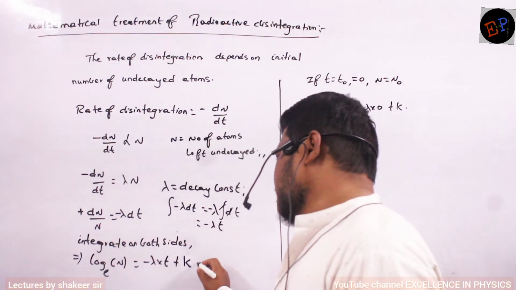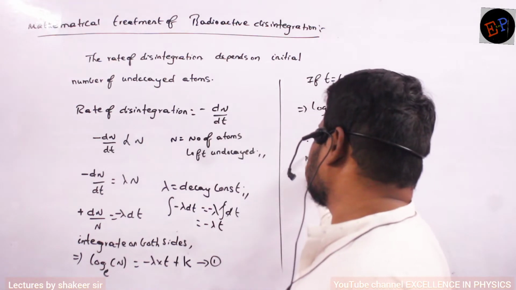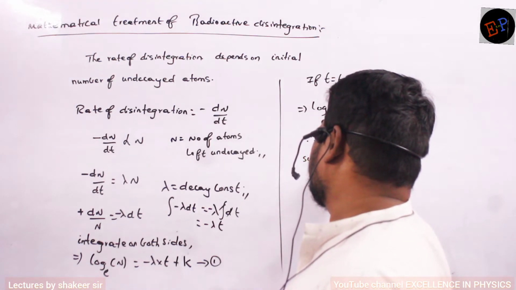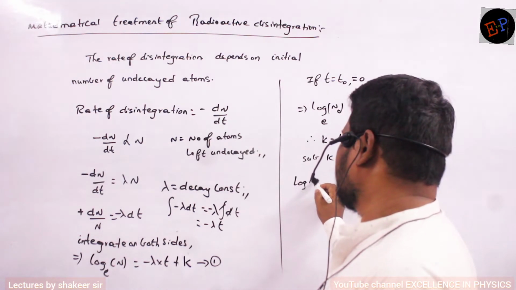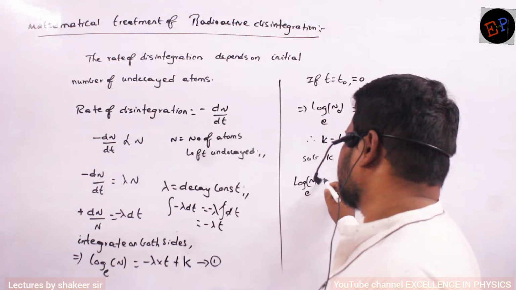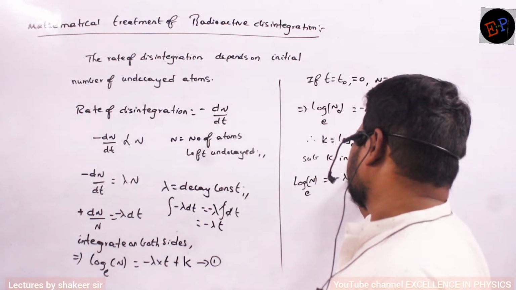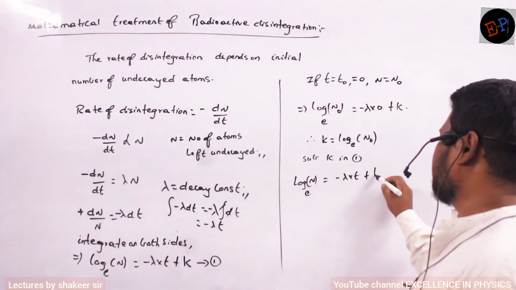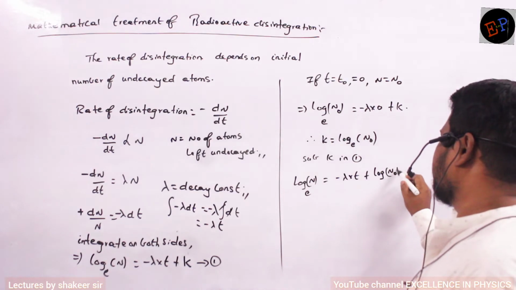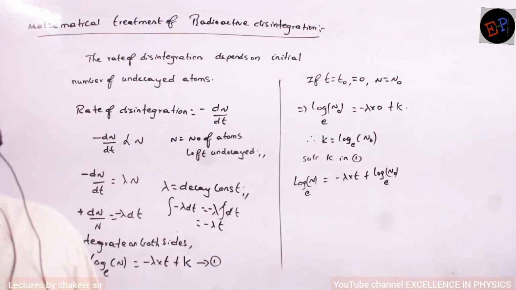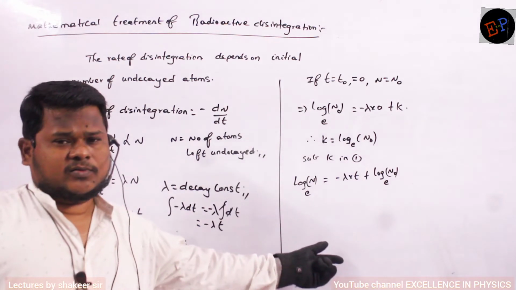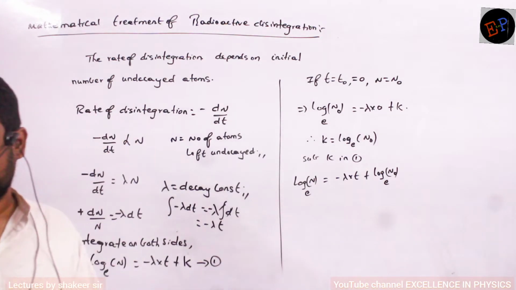I can take this K value and substitute it here. Let it be my first equation. So substituting K in 1, I will get log n to the base e is equal to minus lambda into t plus, instead of K, log n naught to the base e. This is what I can write. Do you understand how we are proceeding? These calculations you have to do one or two times. Then you can understand actually what is happening here.